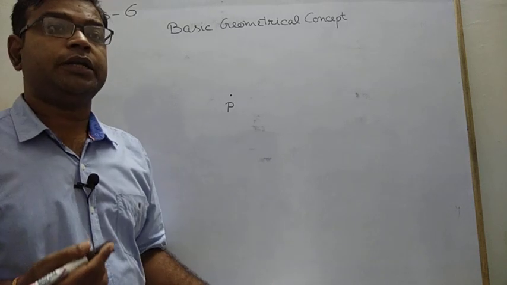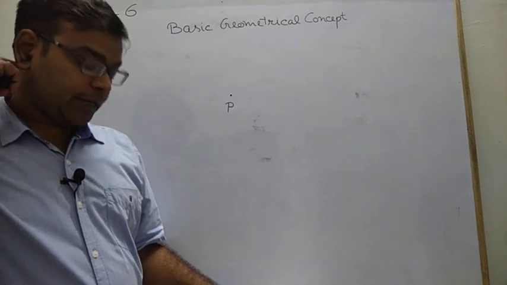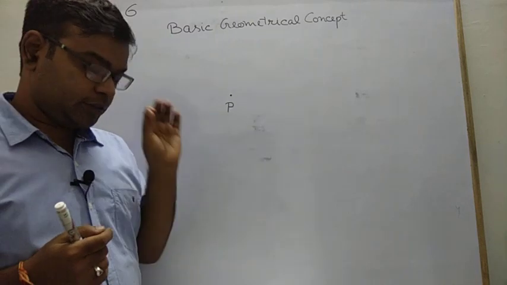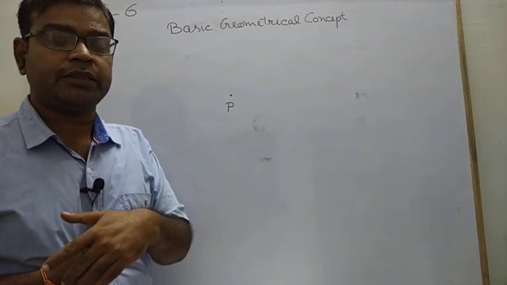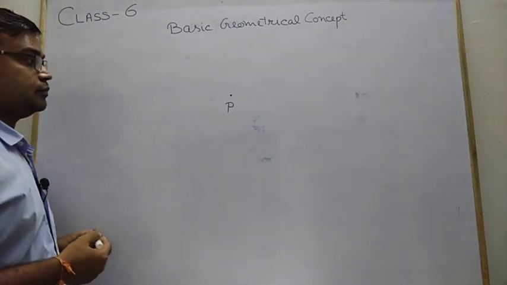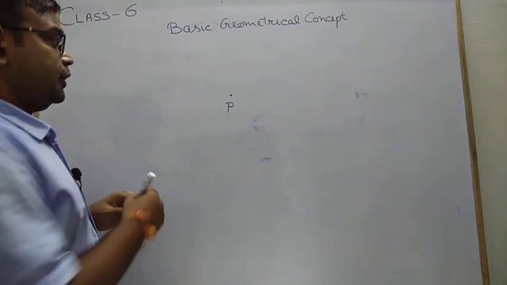So this is your point. What is a point? A point determines a location. It has neither length nor breadth. It doesn't have any type of thickness. This is your point. Now the next part is your line.